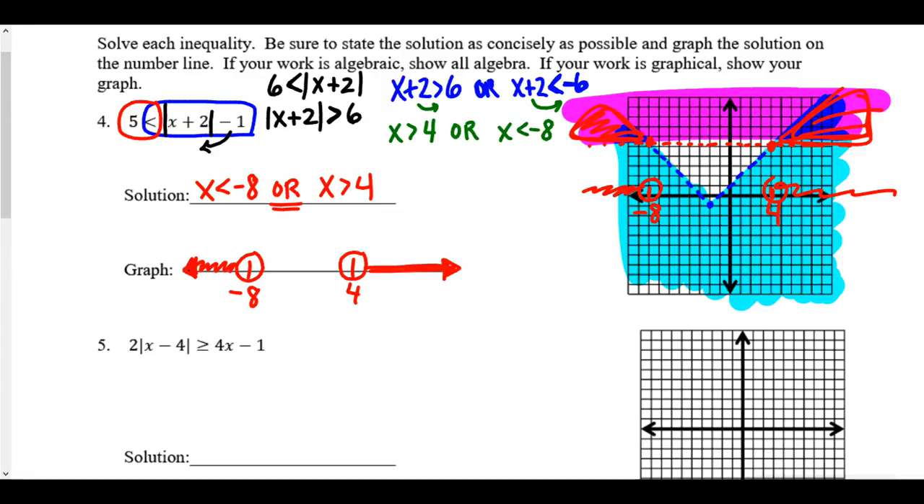So my backup for checking this would be my graph, which I already have over here. And my solution, you can see, is the same thing, just written in a different order, but it doesn't matter which way you write it. Okay.